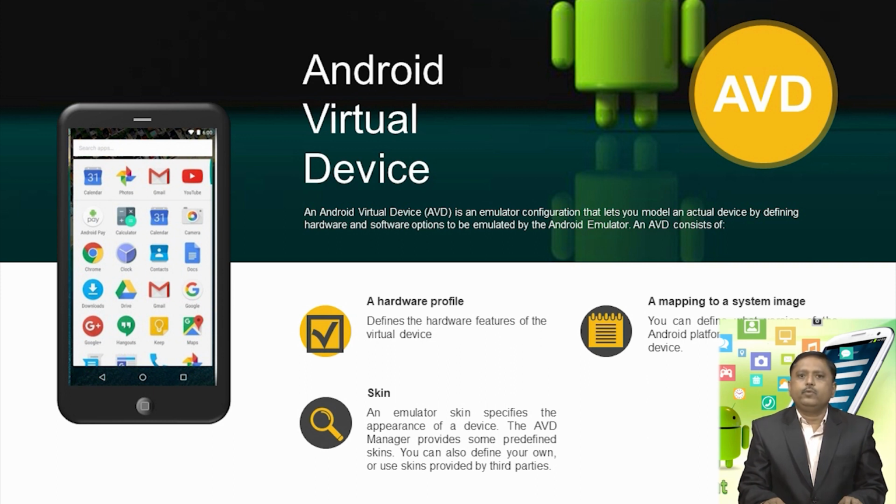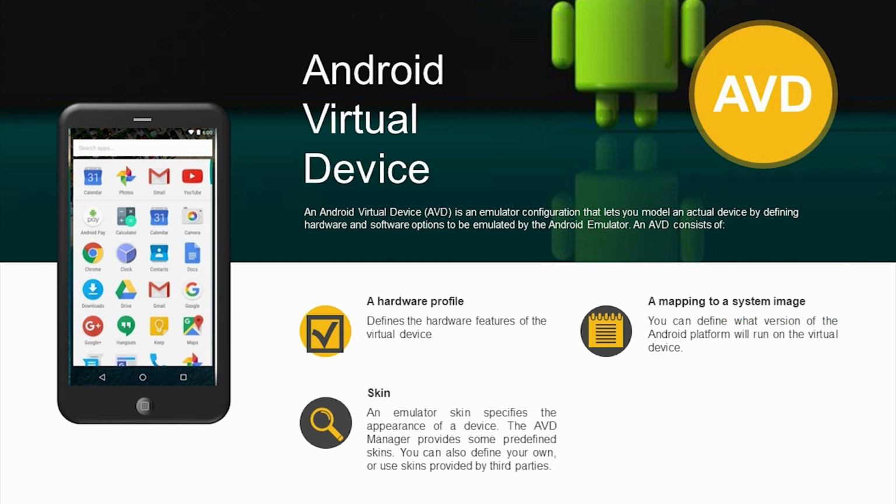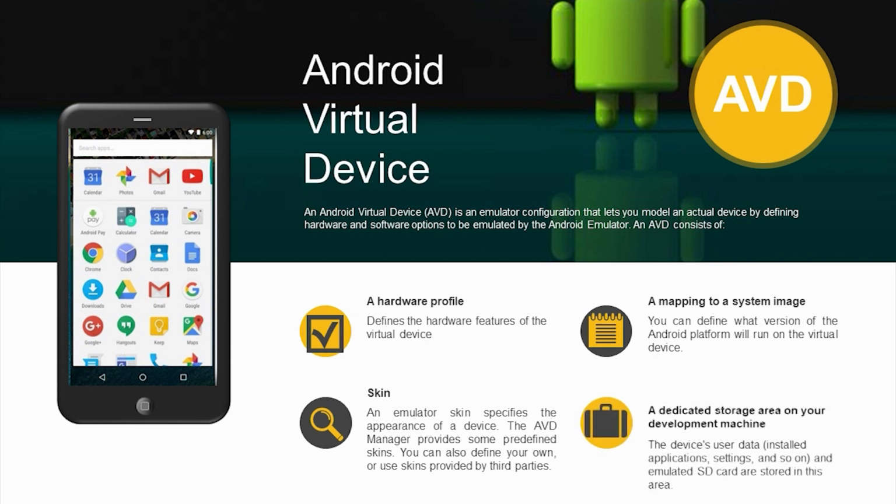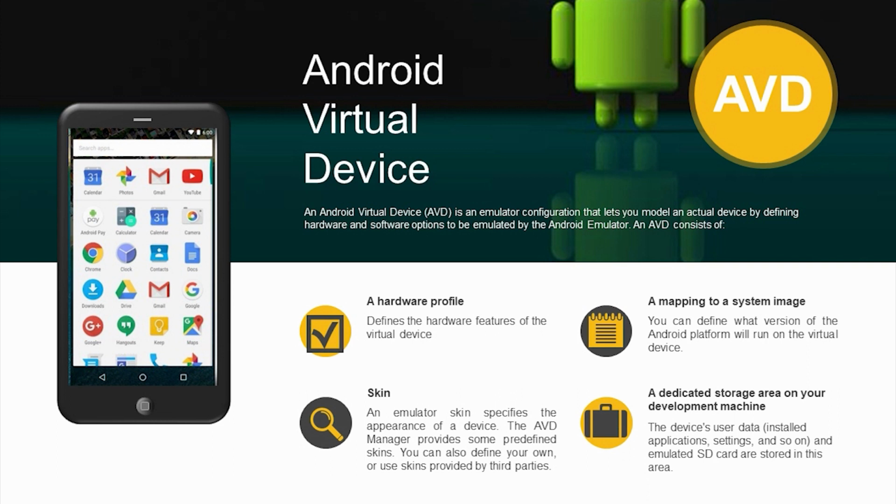It also includes a mapping to a system image. You can define what version of the Android platform will run on the virtual device, and you can choose a version of the standard Android platform or the system image packaged with an SDK add-on. Other options you can specify is the emulator skin you want to use with the AVD, which lets you control the screen dimensions, appearance, and so on.